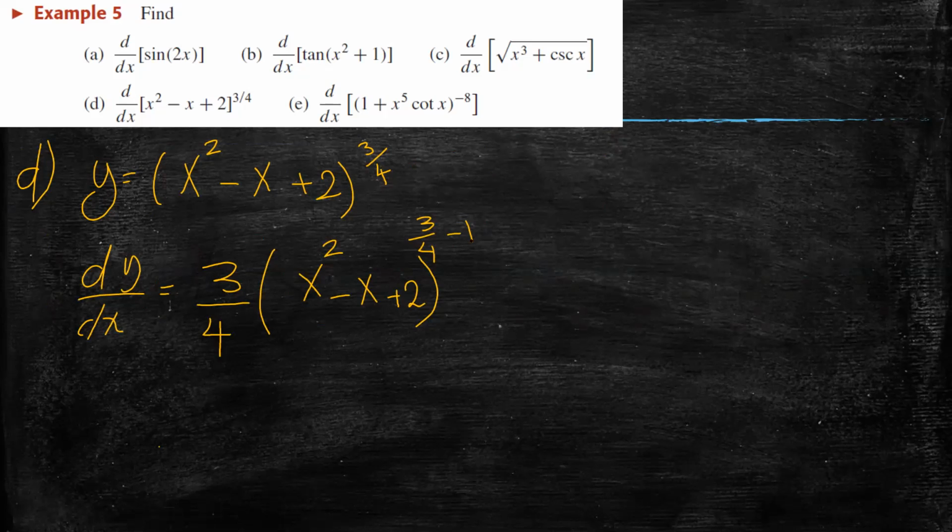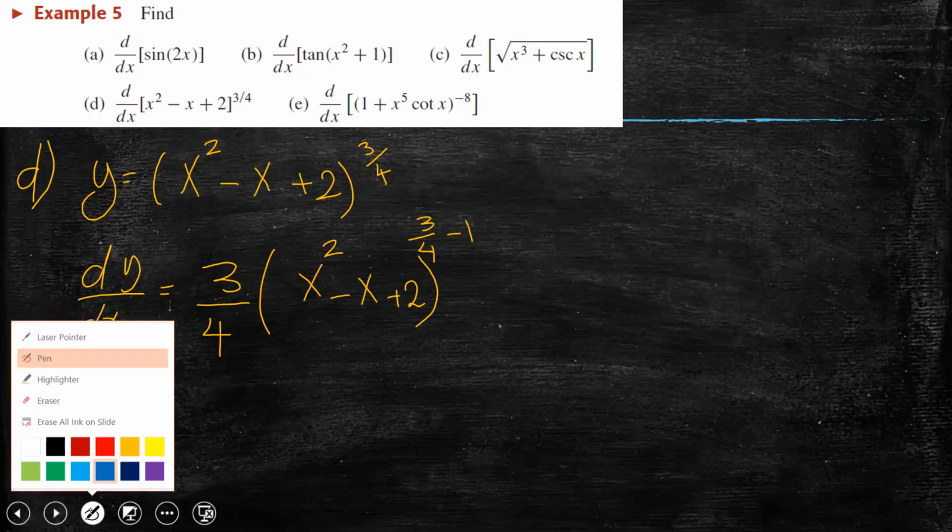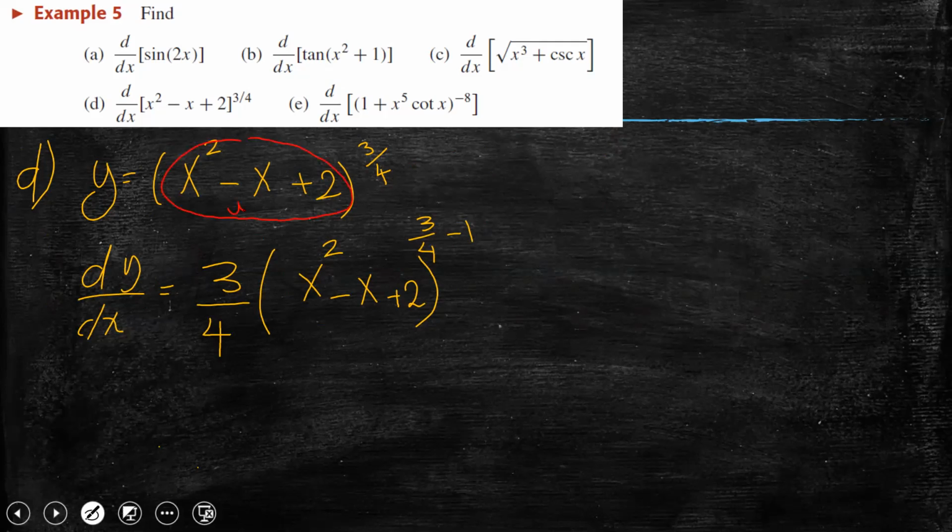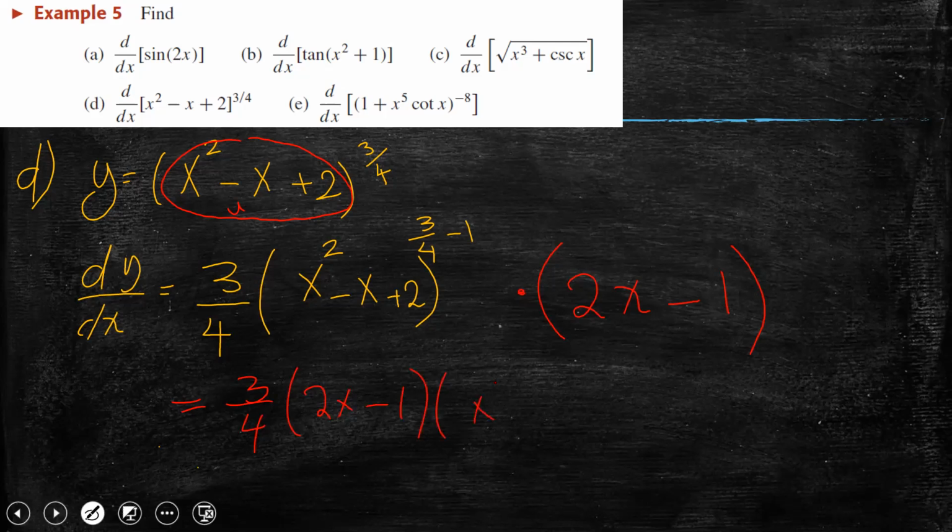Okay? Here, this function is like u raised to the power 3 over 4. Then since it is u raised to the power 3 over 4, I will say it's 3 over 4 u raised to the power 3 over 4 minus 1. Then this u, I will replace it with my function that I supposed in my mind. So it comes like 3 over 4 times x squared minus x plus 2 raised to the power 3 over 4 minus 1, times the derivative of the inside. What is the derivative of the inside here? 2x minus 1. So it should be 3 over 4, 2x minus 1 times x squared minus x plus 2 raised to the power 1 over 4.